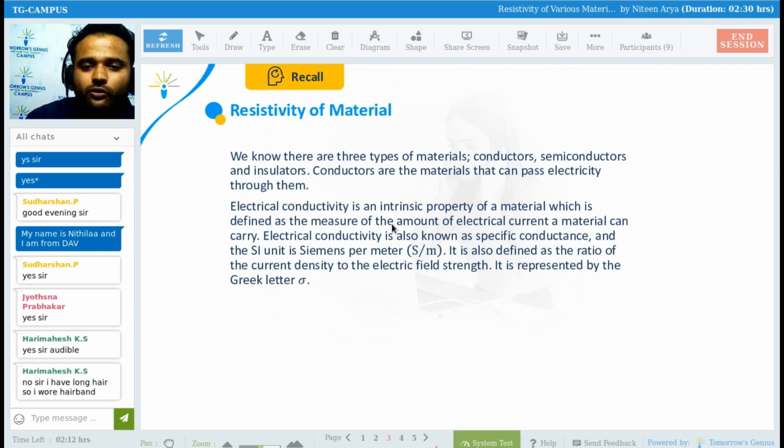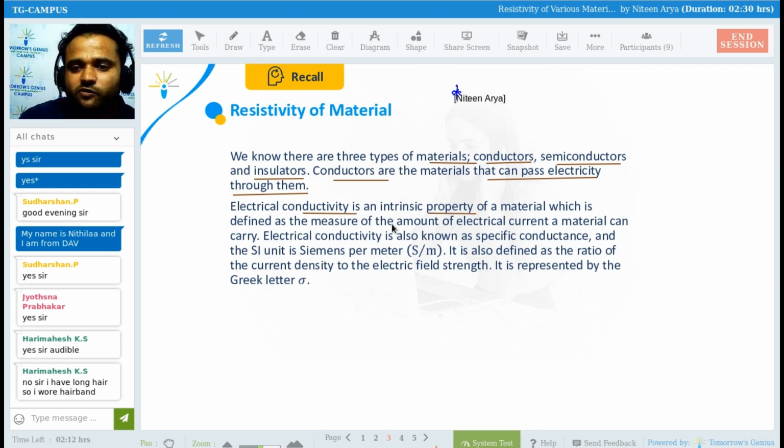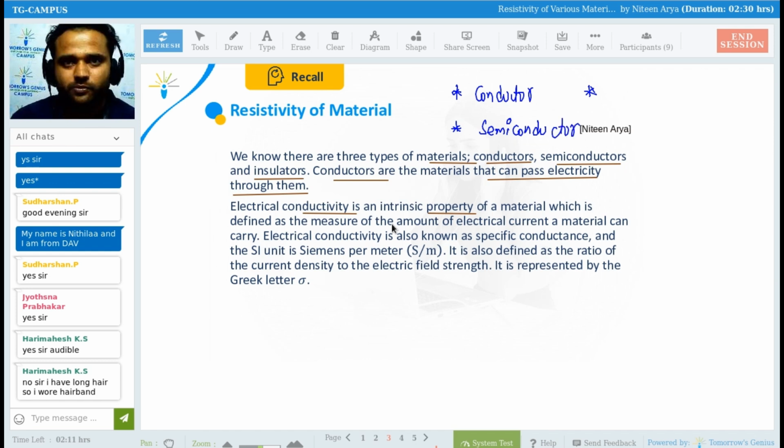We know there are three types of material: conductors, semiconductors, and insulators. Conductors are the materials that can pass electricity through them. Electrical conductivity is an intrinsic property. Let me write it. So there are three types of material. The conductor, the name itself defines it. Then semiconductor. Semi means in between insulator and conductor. We're going to learn about it in the 14th chapter of class 12. And then there is insulator.